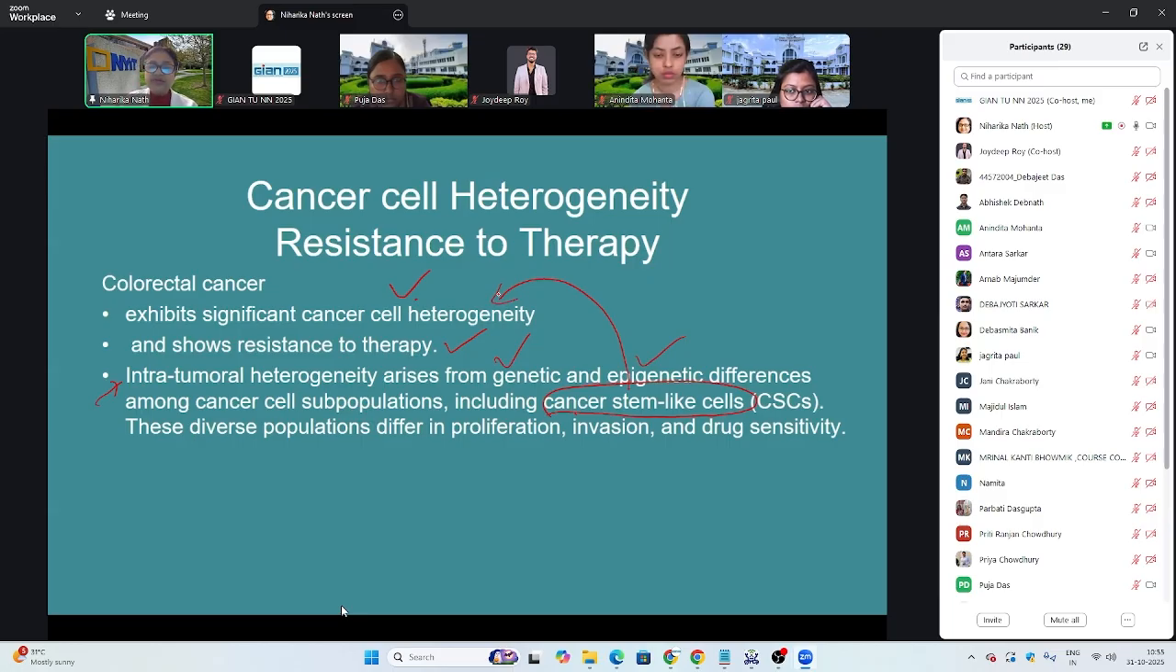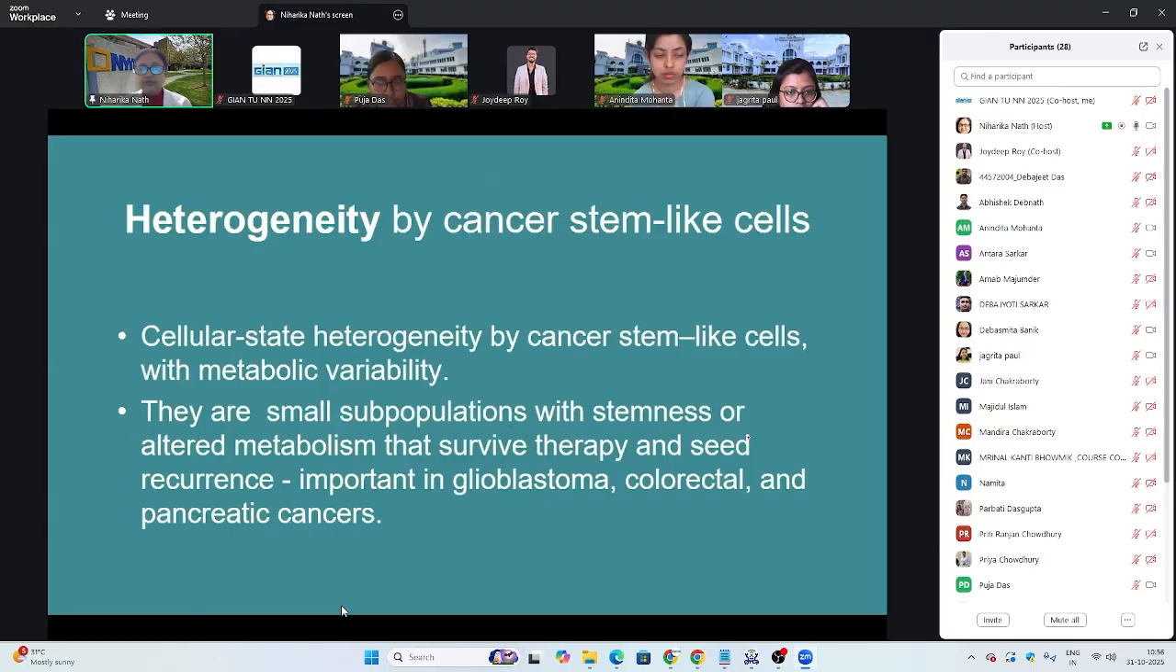So cancer stem cells are now present in the tumor and they are diverse and they differ in proliferation. Some of them are slow, some of them are a little bit faster. They have different properties. They invade differently. Some of them will invade, some of them will not invade, and some of them are sensitive to drug and some of them are not. So let's look at heterogeneity by these cancer stem-like cells.